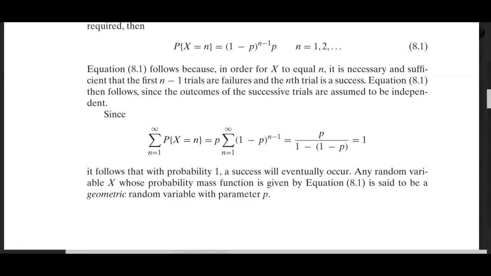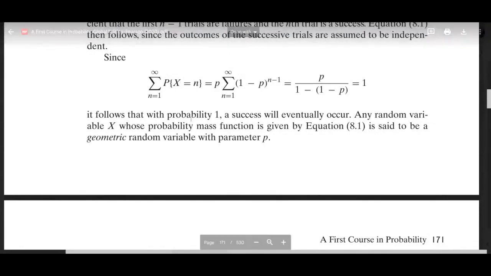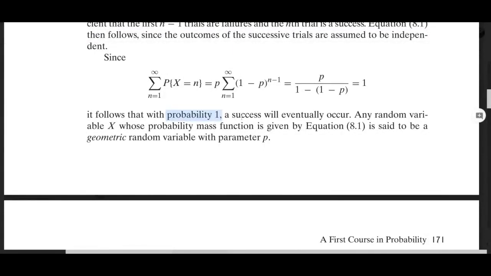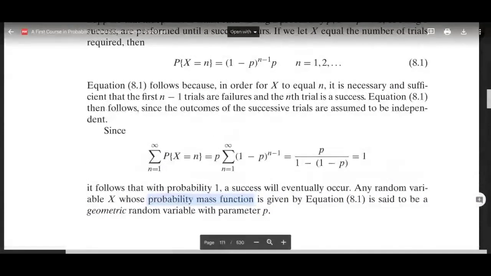Whenever we want to show something is a probability distribution, it has to meet the 3 axioms, right? Each probability has to be between 0 and 1, and can be 0 and can be 1. And the probabilities of all outcomes have to add up to 1. What else here? It follows that with probability 1, a success will eventually occur. Any random variable x with probability mass function given by this is said to be a geometric random variable with parameter p. All right.